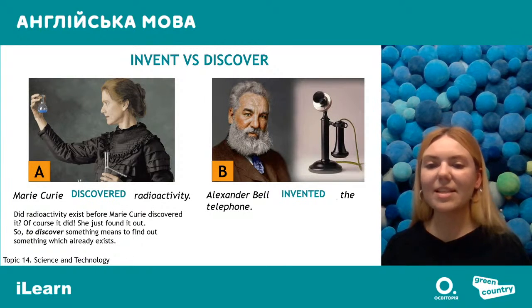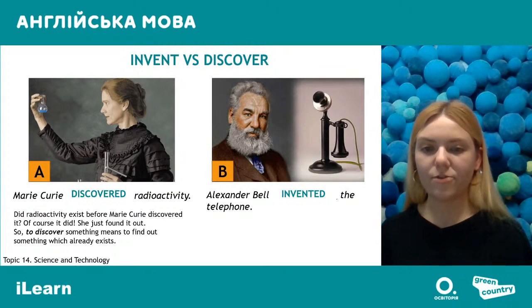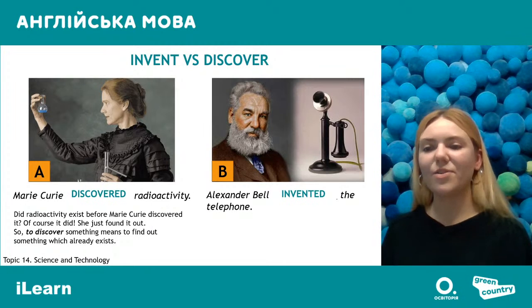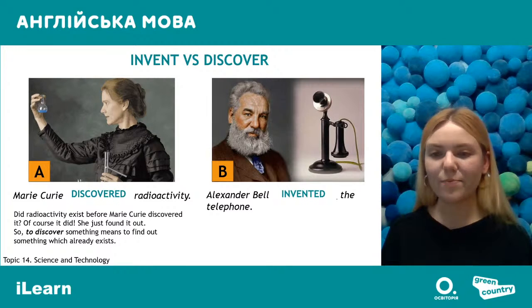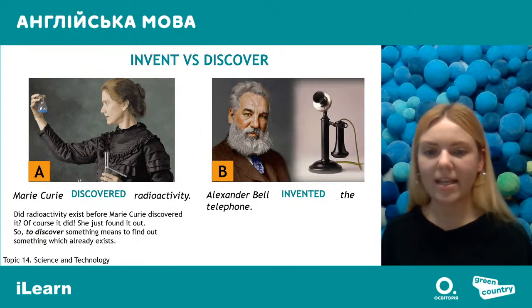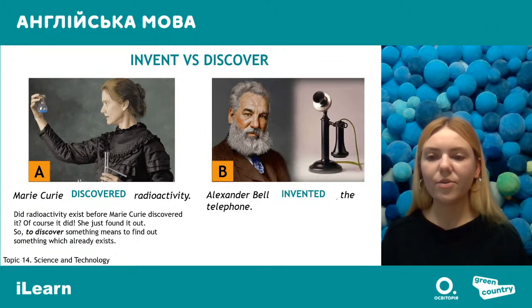So we use discovered for something that had existed before a person discovered it. So for example, radioactivity had existed before Marie Curie discovered this. So she didn't create it, she didn't make it, but she found out how it works. She found out that it exists. Тобто ми вживаємо discover, коли ми говоримо про якісь відкриття. Це щось, що існувало до того, але було не вивчено, було невідомо.